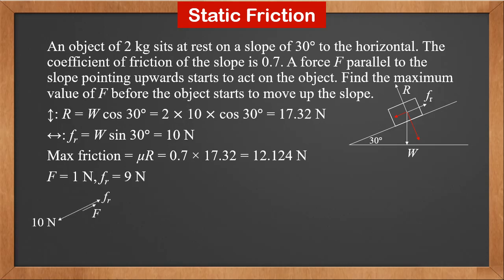Now, F starts to act on the object. The horizontal component of the weight remains the same, which is 10 Newton. So when F is 1 Newton, friction is decreased to 9 Newton. As F gets larger and larger, friction gets smaller and smaller. When F is 10 Newton, friction is 0.